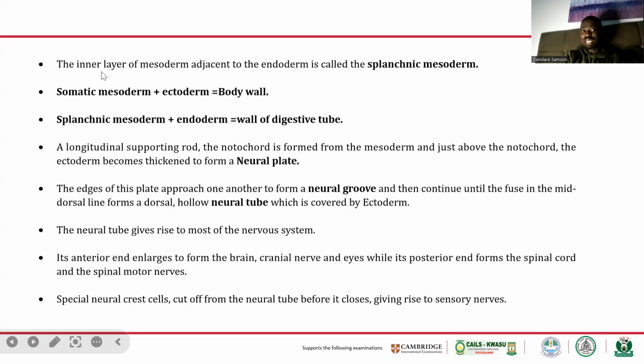Now the inner layer of the mesoderm, which is adjacent to the endoderm that is also inside, is called splanchnic mesoderm. Now, somatic, that's the first one we talked about. The somatic mesoderm plus the ectoderm equals the body wall. The splanchnic mesoderm plus the endoderm equals the wall of the digestive tube.